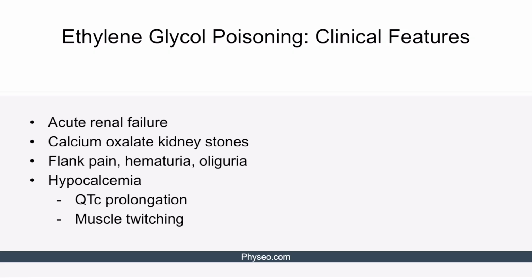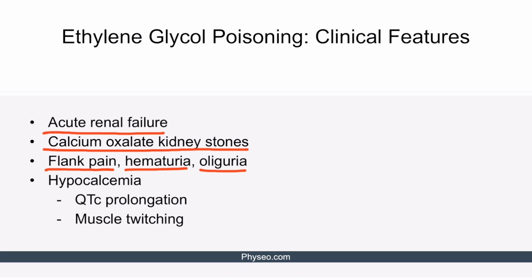The very high yield fact to remember about ethylene glycol poisoning is that the metabolites are toxic to the kidneys, which can cause acute renal failure. Since oxalate binds to calcium in the body, this can lead to the formation of calcium oxalate kidney stones, which may cause the patient to present with flank pain, hematuria, and oliguria. This is in contrast to methanol poisoning, which, if you remember, is very toxic to the eyes.